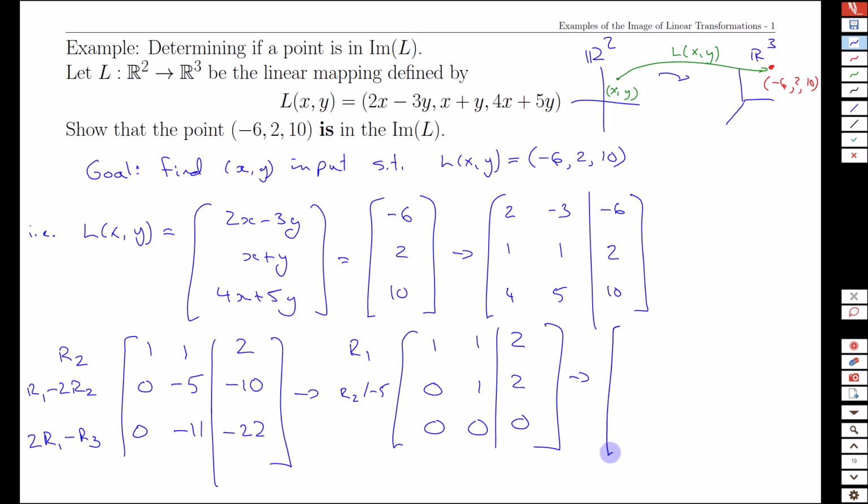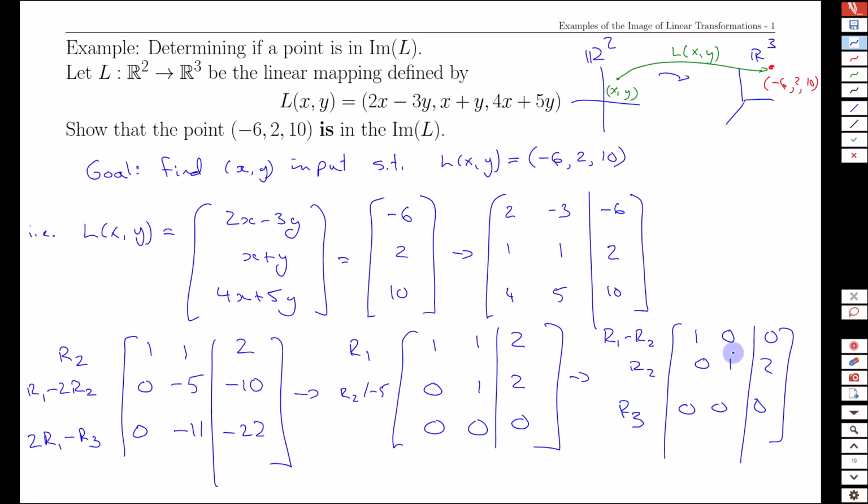And last but not least, we can take our row 1 minus row 2, and that's going to give us 1, 0, 0, 0, 1, 2. Keep row 2, and keep row 3 the same as well. And there we have our solution to our equation. This is giving us an x value of 0 and a y value of 2. So it makes sense to confirm this. Let's do that on the next page.